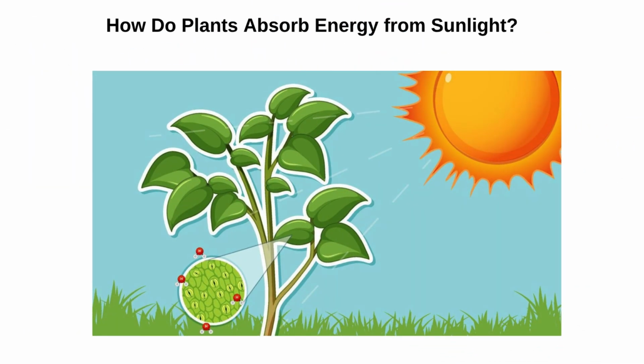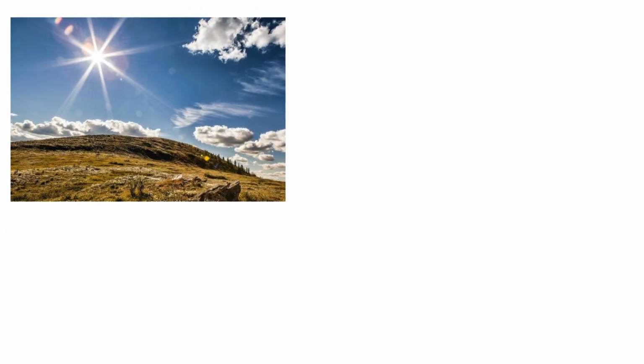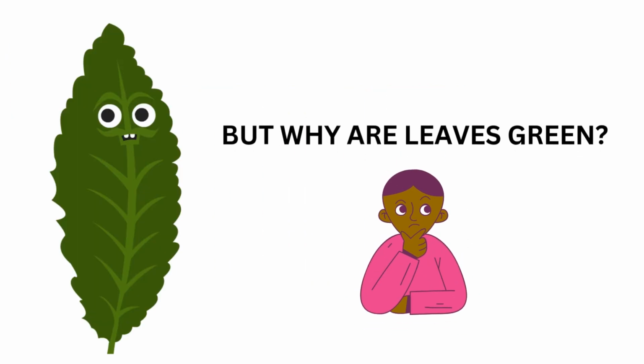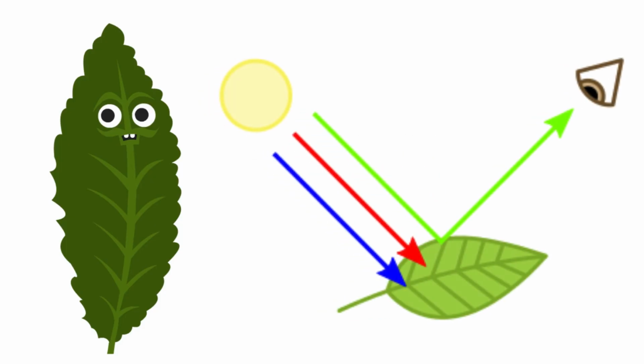How do plants absorb energy from sunlight? Sunlight provides the energy necessary for photosynthesis. This energy is absorbed by chlorophyll in the chloroplast. But why are leaves green? It's due to chlorophyll, which absorbs most wavelengths of light, particularly blue and red, for photosynthesis. However, it does not absorb green light efficiently. So, green light is reflected, making the leaves appear green.